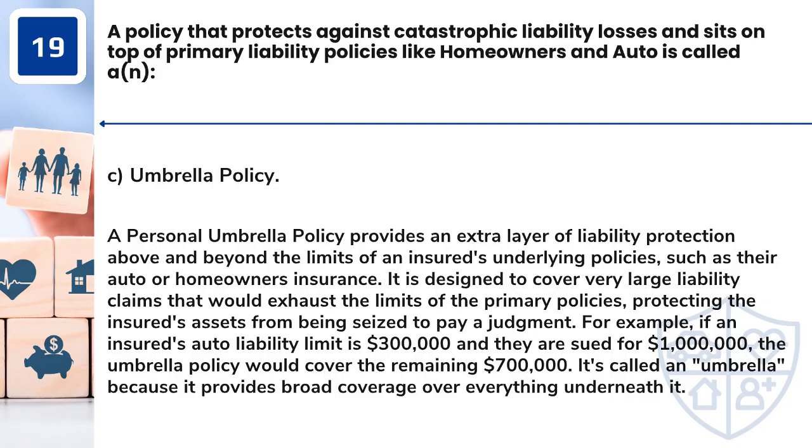For example, if an insured's auto liability limit is $300,000 and they are sued for $1 million, the umbrella policy would cover the remaining $700,000. It's called an umbrella because it provides broad coverage over everything underneath it.